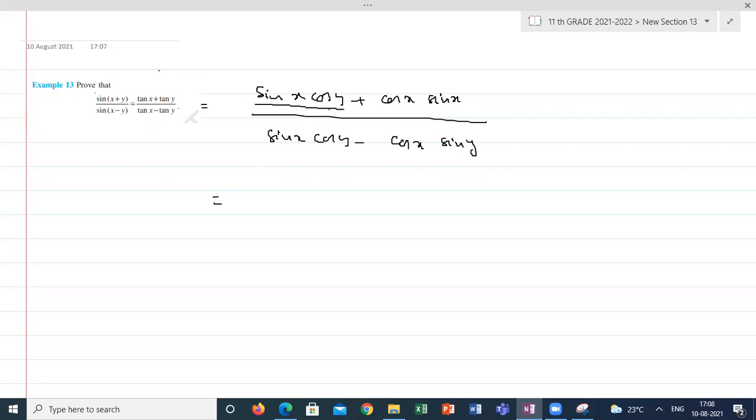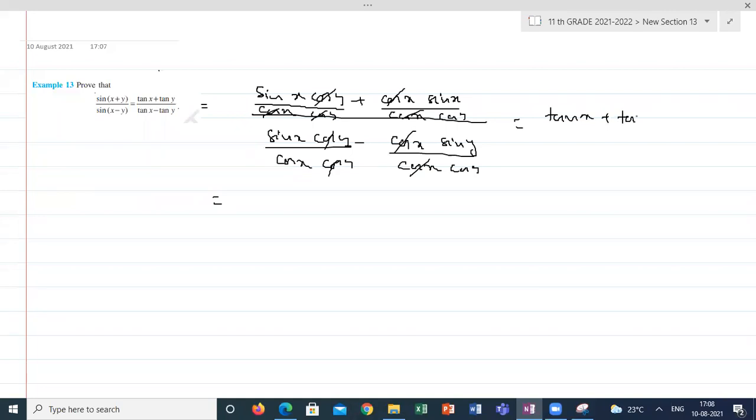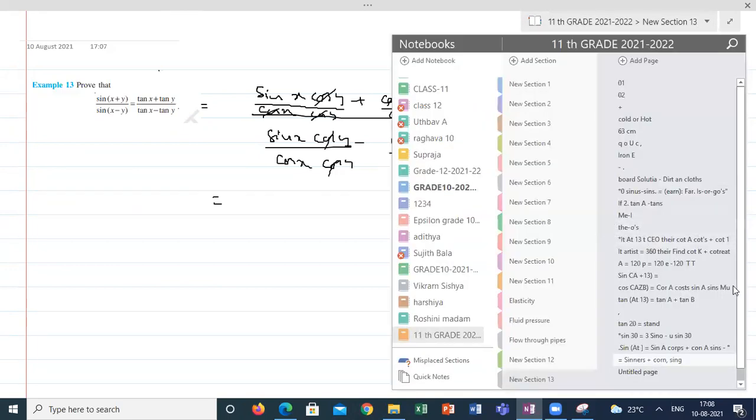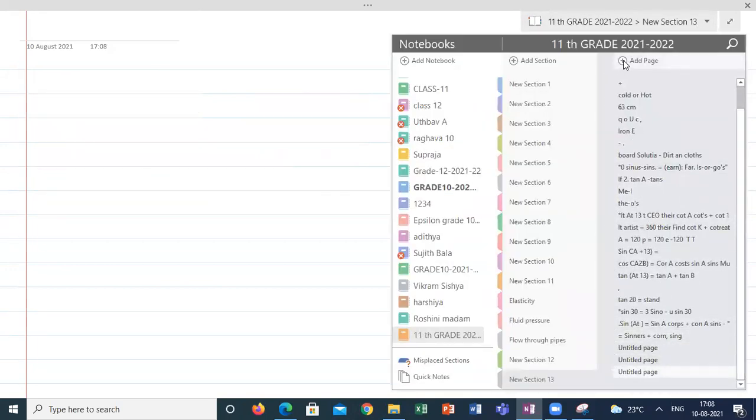So what makes everything into tan? Cos x cos y. Divide everything with cos x cos y. So cos x cancels, cos y cancels here, cos x cancelled and cos y cancels. So this will become tan x plus tan y divided by tan x minus tan y. Simple questions. So when it comes to numericals point of view, we can expect very simple questions.